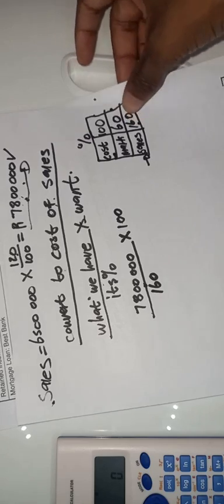I hope you get it, guys. You can revise the video and go back to it if you did not get it. So let's punch our calculator to get our cost of sales here. We have 7,800,000 divided by its percentage, which is the percentage of sales, 160 as per our box, times what we want. What is it that we want? We want cost. The percentage for cost is 100. So we're going to multiply by 100.